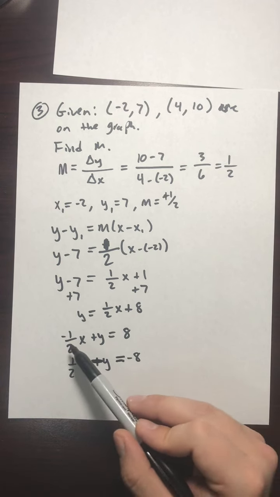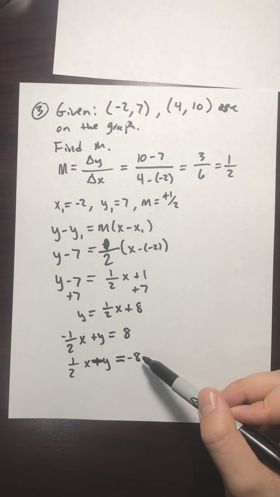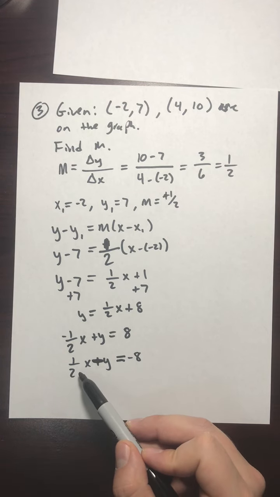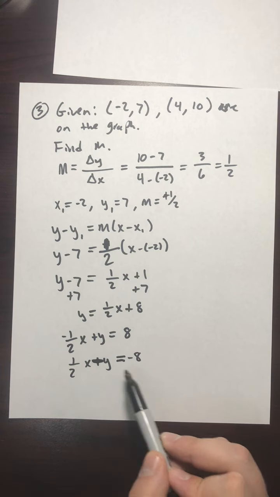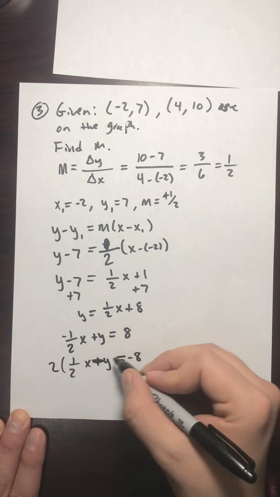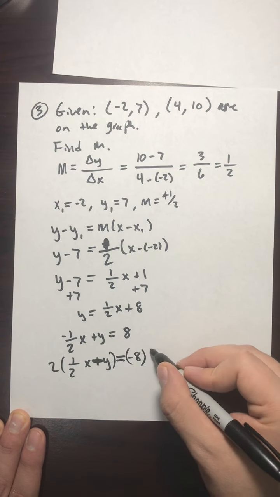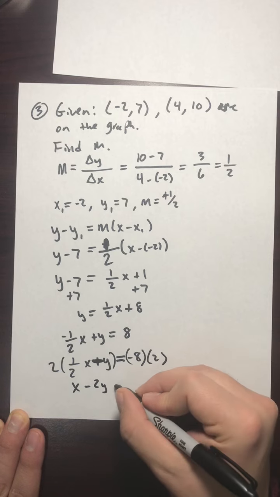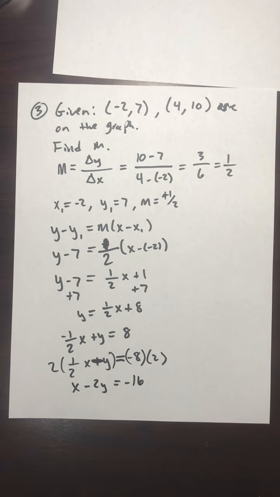So this needs to be a minus y. From here to here, I multiplied by -1. Now, for standard form, I need to have a positive whole number out front. So I've got the positive taken care of. I need to multiply everything by 2. So x minus 2y equals -16 would be standard form of that line.